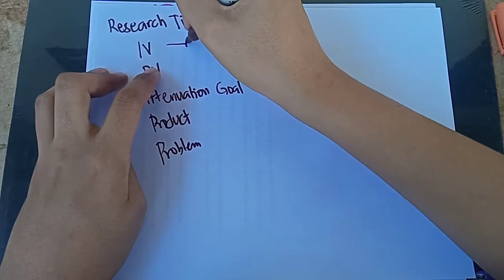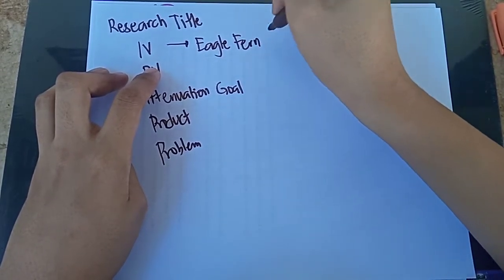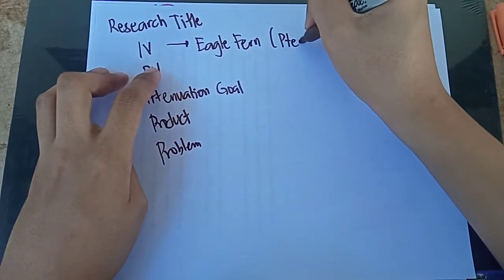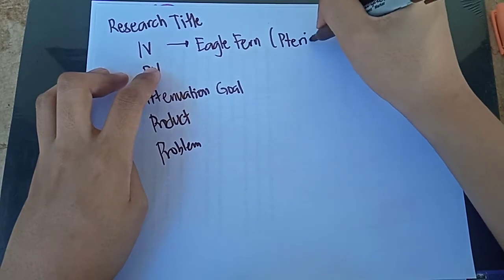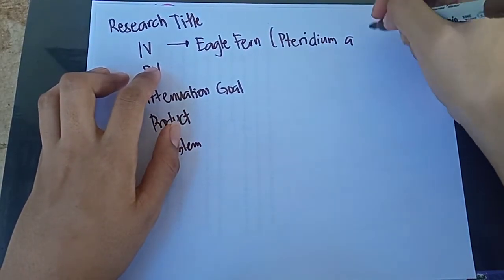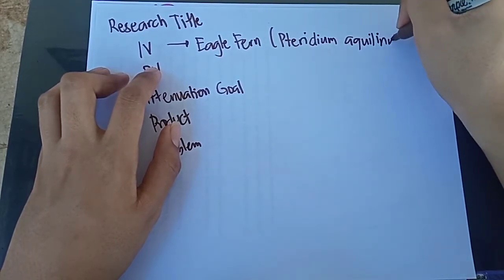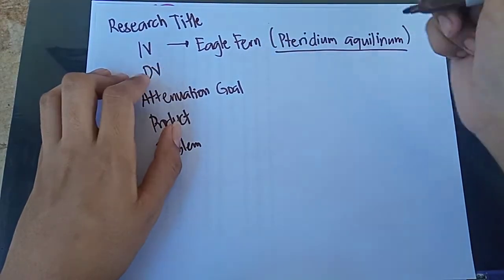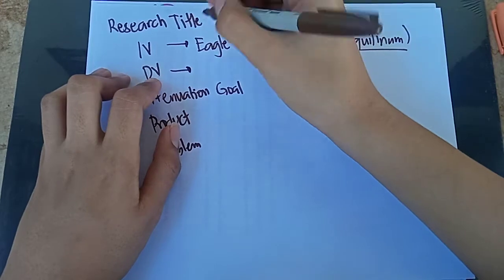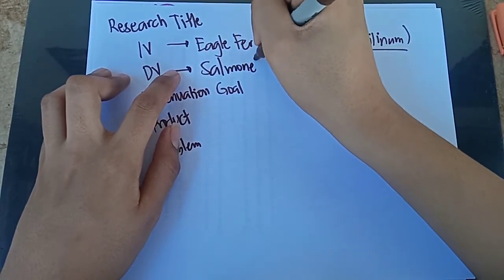So, our independent variable is the eagle fern, with a scientific name of, okay, let us have a correction. I was wrong earlier. It is Pteridium aquilinum, not Pteridinium. Okay, Pteridium aquilinum. So, that is the independent variable. Now, the dependent variable would be the Salmonella typhi bacteria.